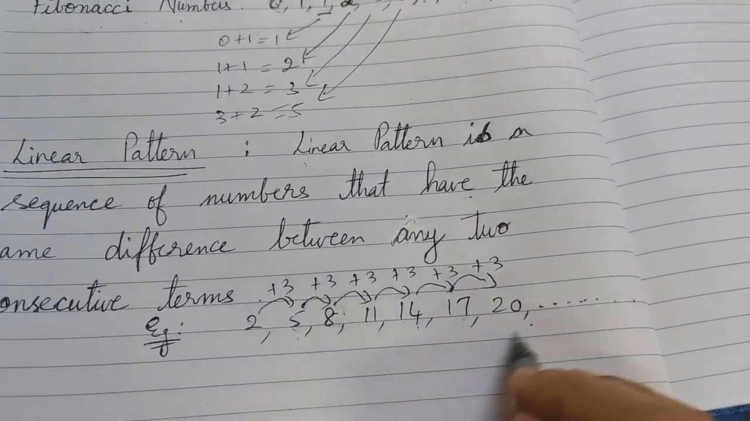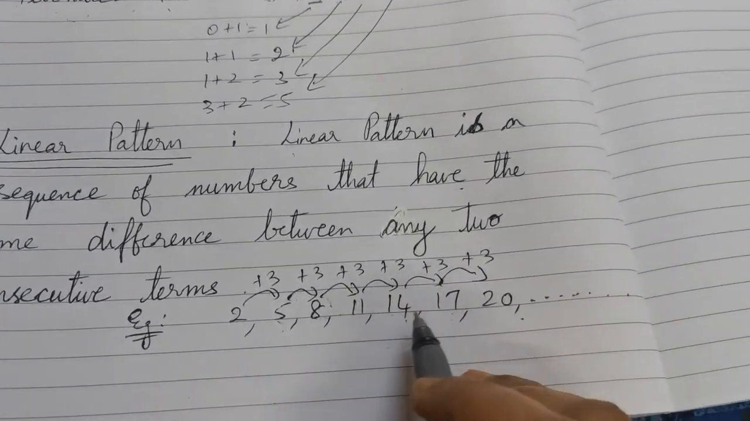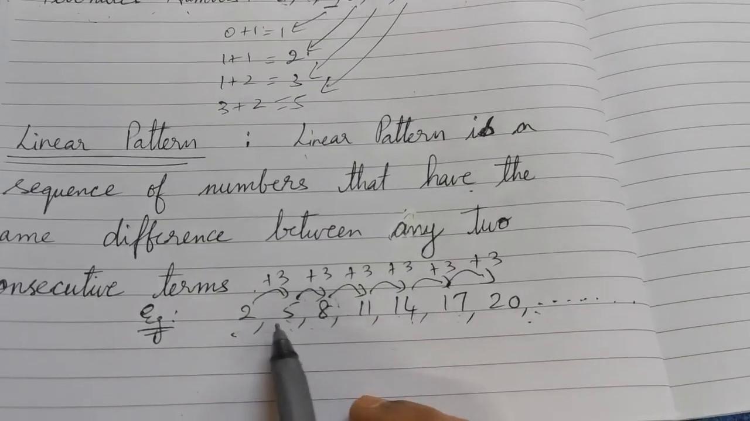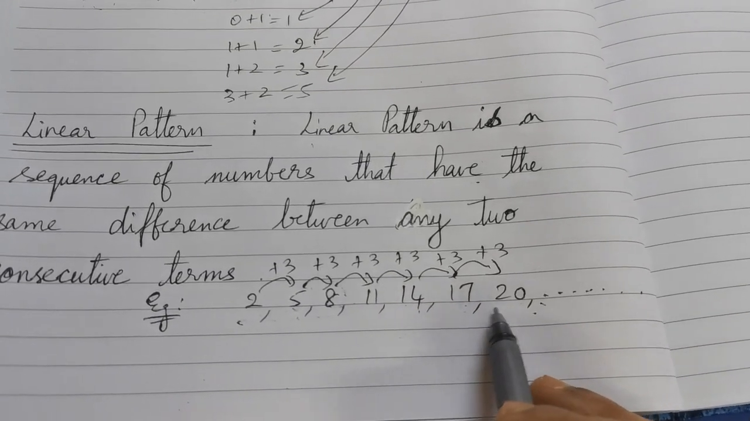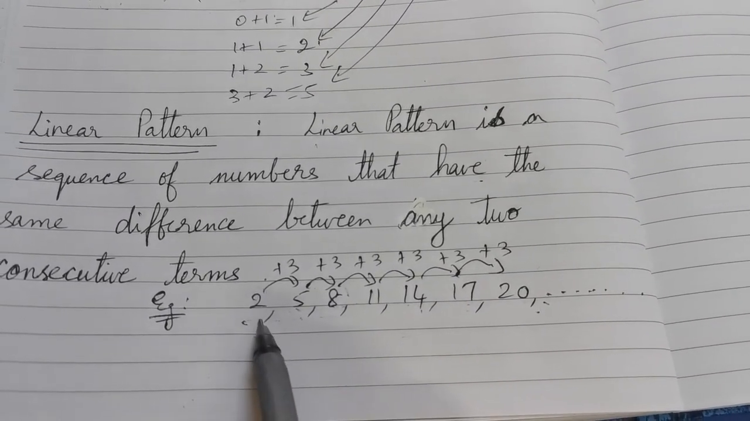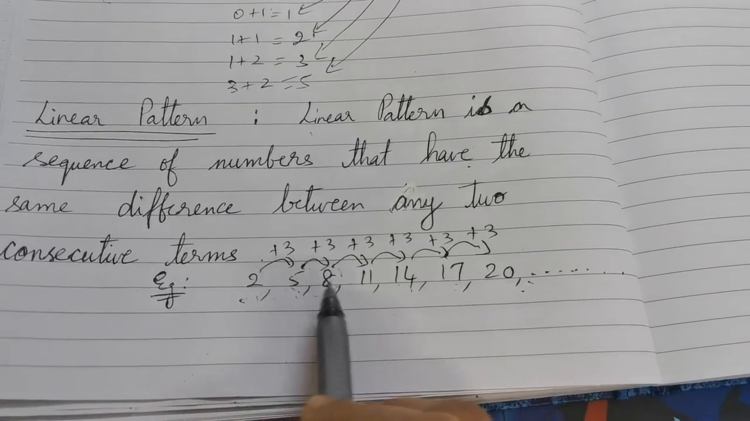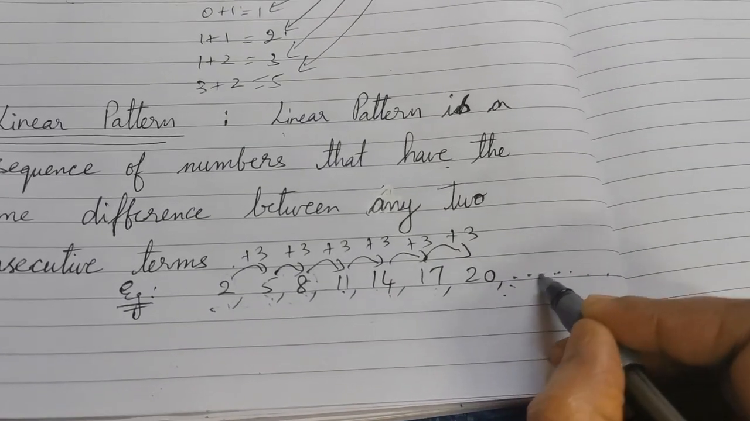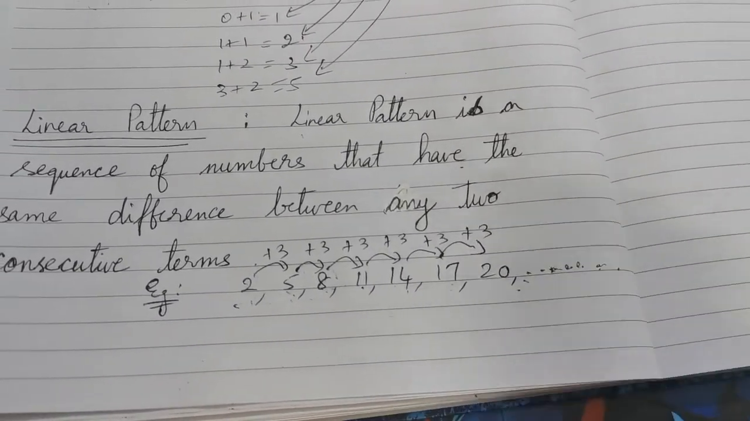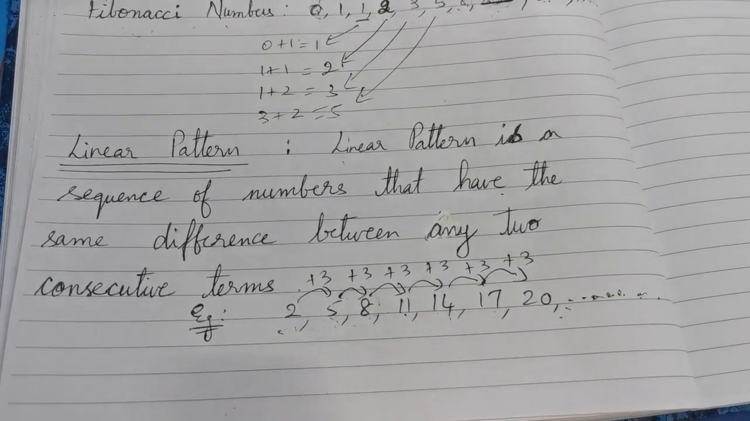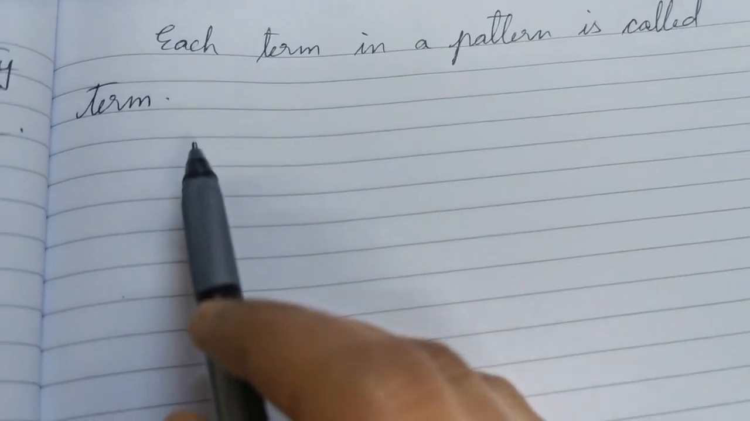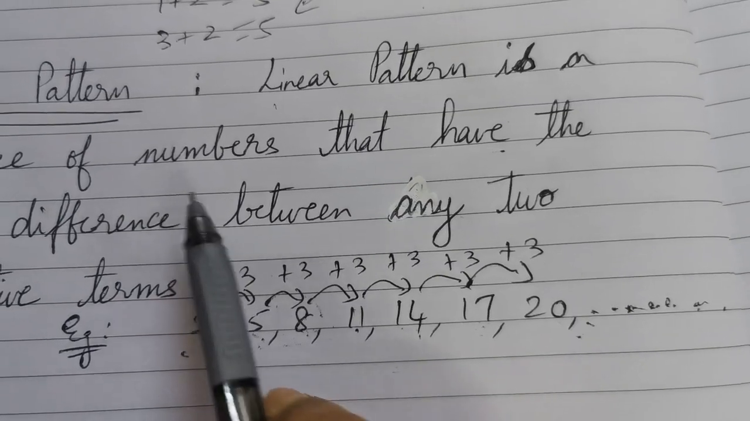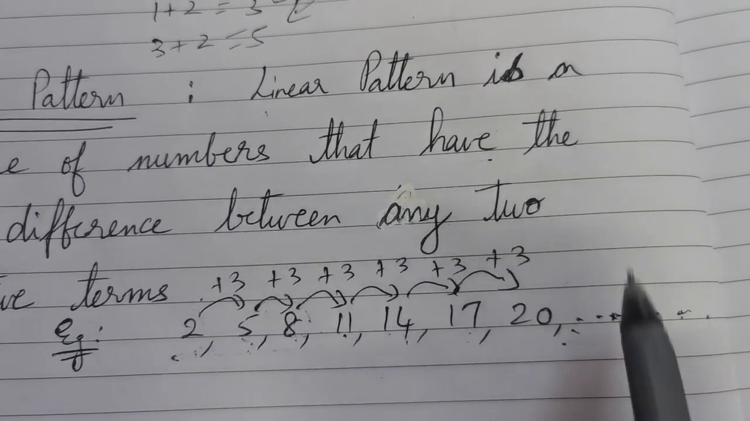This type of sequence is called a linear pattern. And in a pattern, each number in a pattern is called a term. So 2 is the first term of this pattern, 5 is the second term, 8 is the third term, 11 is the fourth term, and it goes on. We don't know where this pattern is finishing. It is continuous. So each term in a pattern is called a term. So we represented this linear pattern using a series of numbers.